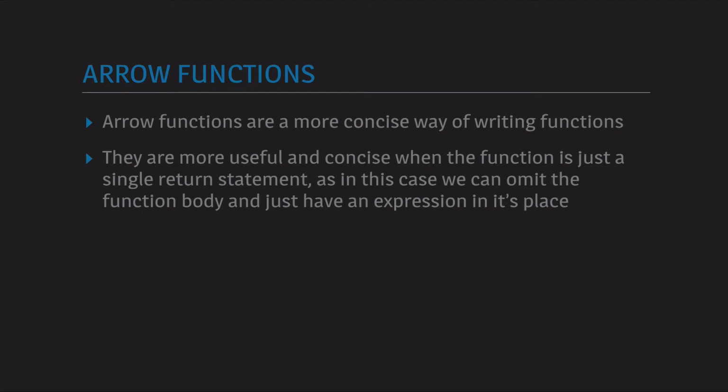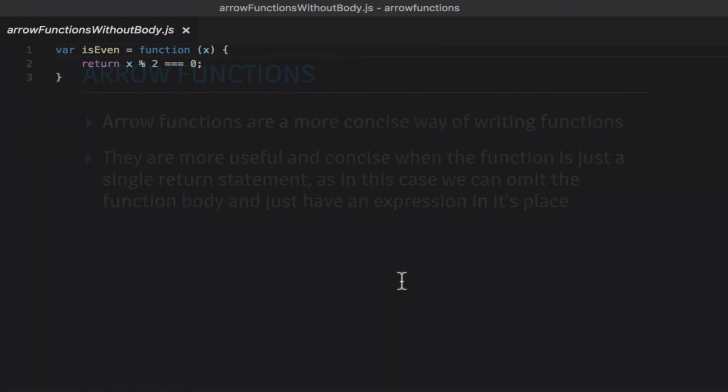However, arrow functions are much more useful and concise when there's just a single return statement in the function body. In this case, we can omit the function body entirely and just have an expression in its place. I'll show you what I mean by giving you a code example.